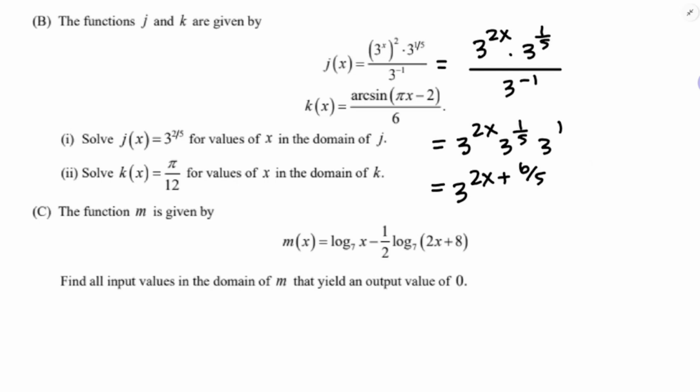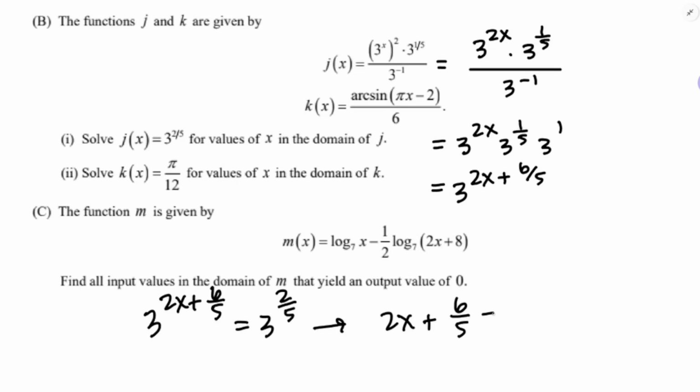Now, we want to know where j of x equals 3 to the 2/5. So if we want 3 to the 2x plus 6 over 5 to equal 3 to the 2/5, what we really want is for 2x plus 6 over 5 to equal 2 over 5. So I'm going to subtract 6 over 5 from both sides, and I'm going to get 2x equaling negative 4 over 5. I'll divide both sides in half, and I'll get x equals negative 2 over 5. And that was much better.